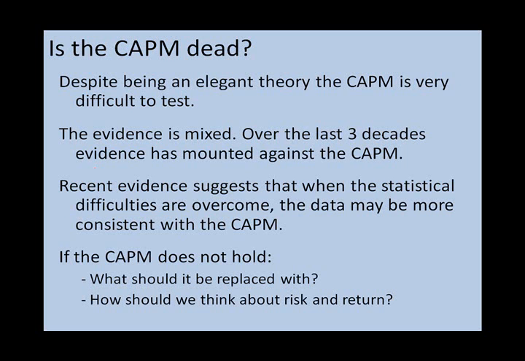The final question to ponder is that if the CAPM doesn't hold, what should it be replaced with? In other words, how should we think about risk and return? The CAPM makes intuitive sense. The more market risk you take, the higher your expected return should be. If that's not true, how do we think about risk and return? At present, there have been very few alternative models proposed, but this is an area of active research.